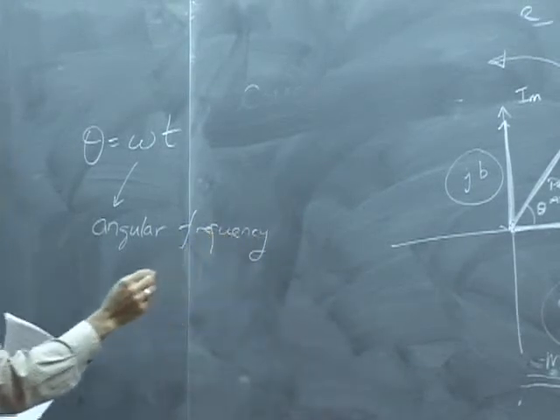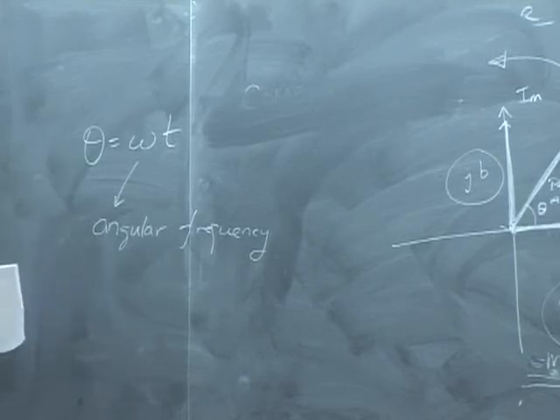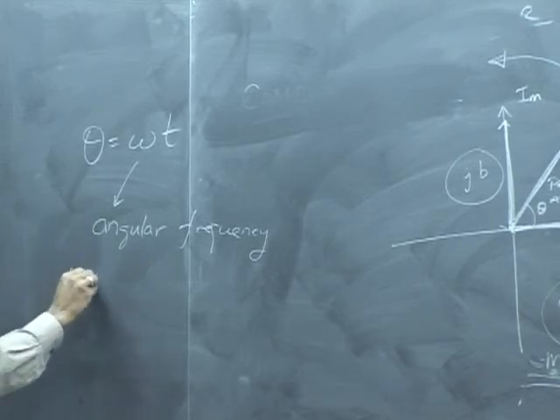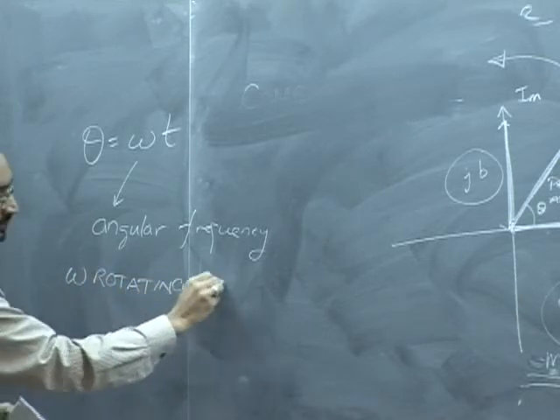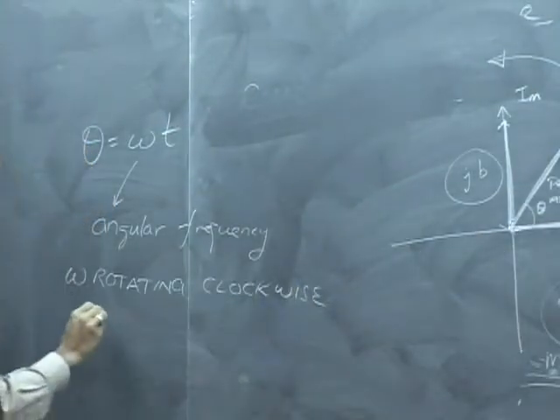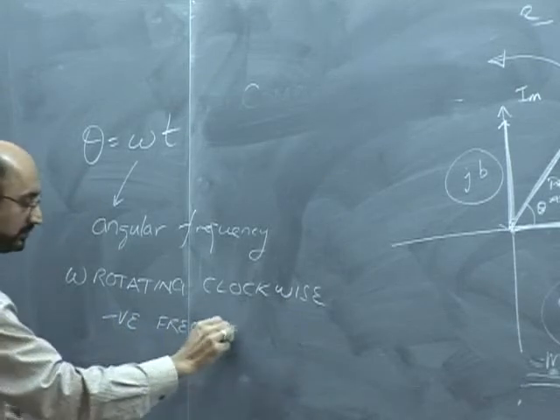Now, in doing so, we're assuming that omega, that the rotation, is going to be counterclockwise. Okay, what if the rotation is clockwise? Well, if the rotation is clockwise, we still get the same sinusoid out of it. And for convention, we call omega rotating clockwise a negative frequency.